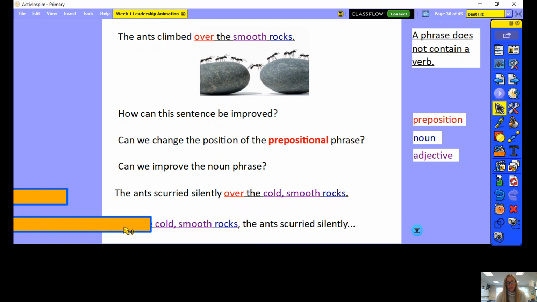Or I could have changed the position of the prepositional phrase. So this time I've started with the prepositional phrase. Over the cold, smooth rocks, the ants scurried silently. And if I carried on that sentence, I would have a complex sentence. So it could be something like, over the cold, smooth rocks, the ants scurried silently whilst they peeked out of the prairie grass. Remember, the prepositional phrase, which is underlined in the sentence, does not contain a verb.